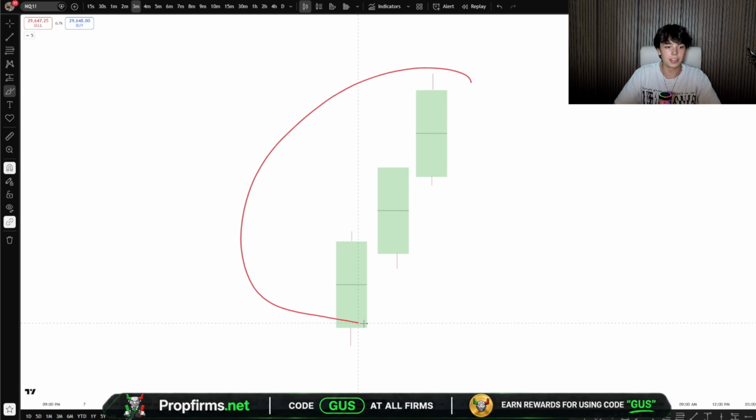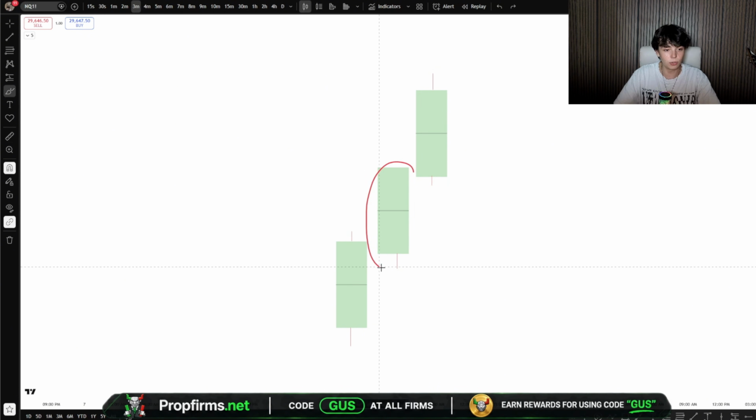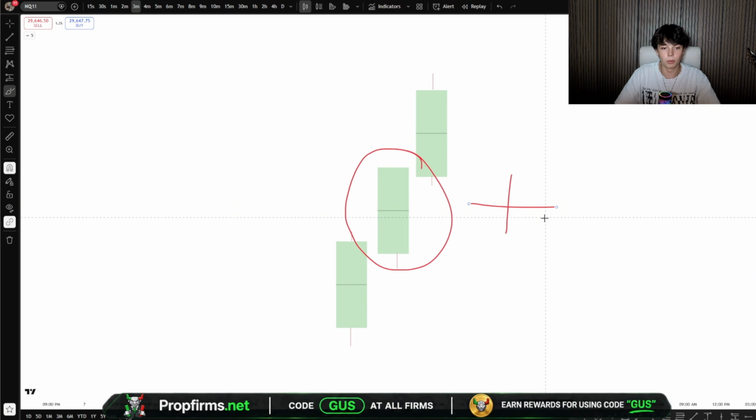Right here, a fair value gap is a 3 candlestick sequence where the wicks do not overlap, okay? So the middle candle is what we're looking at. Essentially right here, this wick does not overlap candle 3's bottom wick, and it leaves this gap of wicks between. And this is what a fair value gap is. If the middle candle is bullish, then this is going to be a bullish fair value gap. If the middle candle is bearish, it's a bearish fair value gap, okay? That's what a fair value gap is.